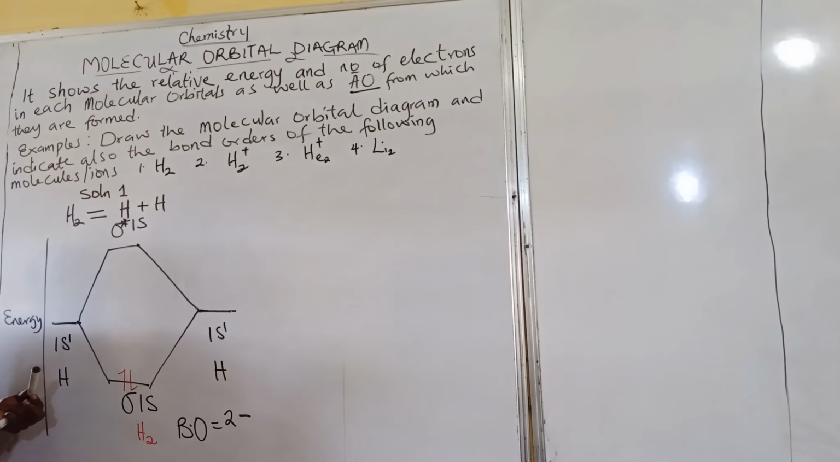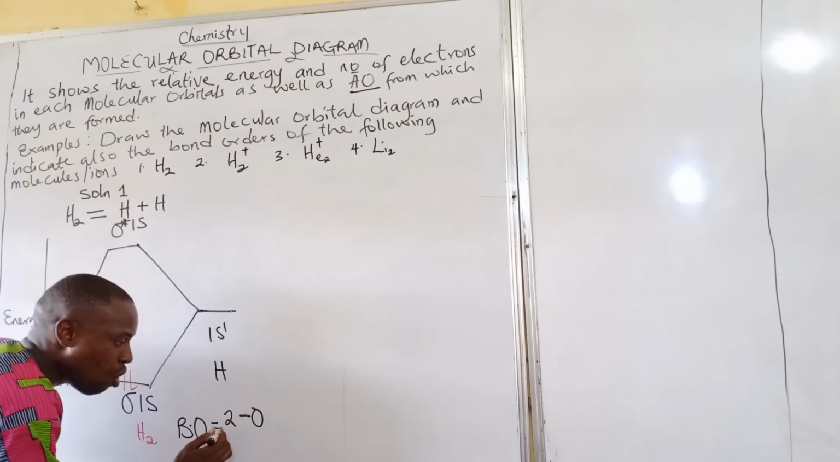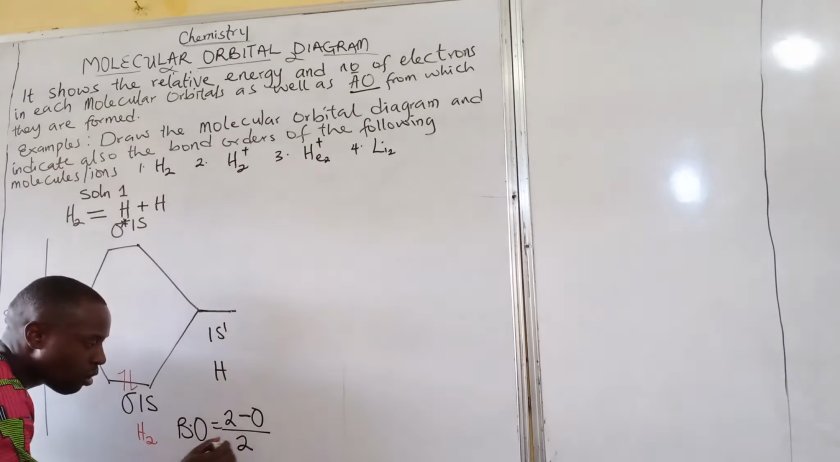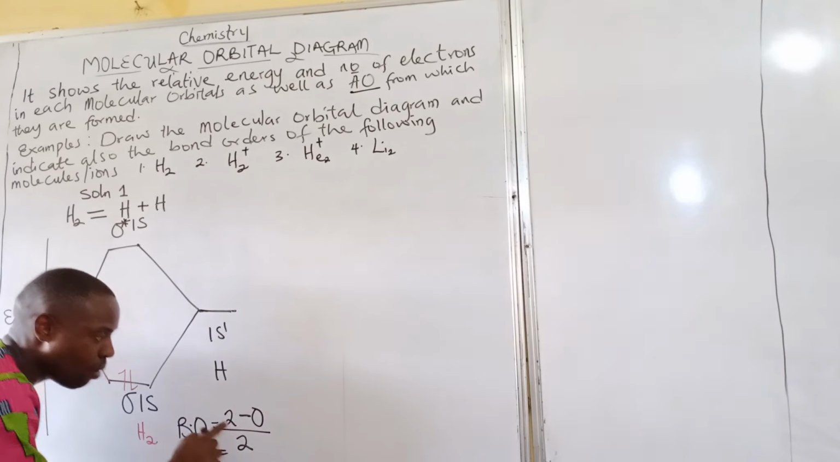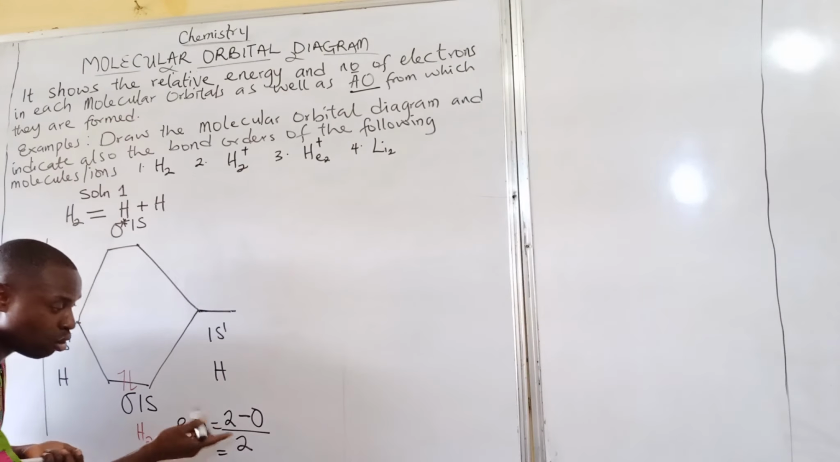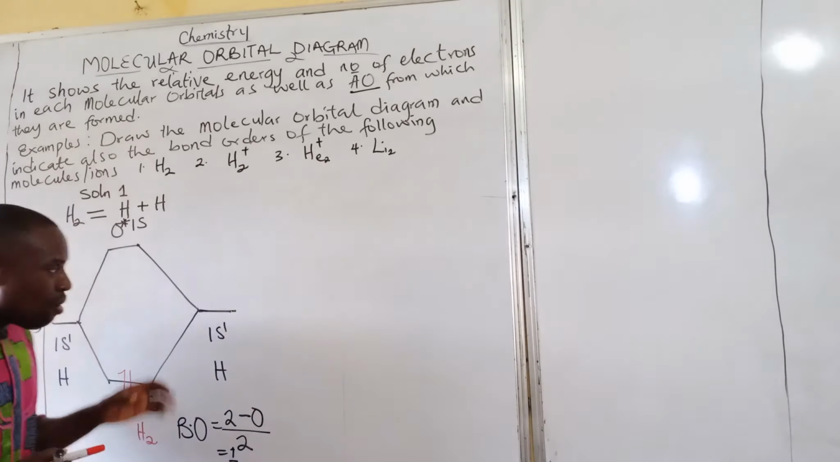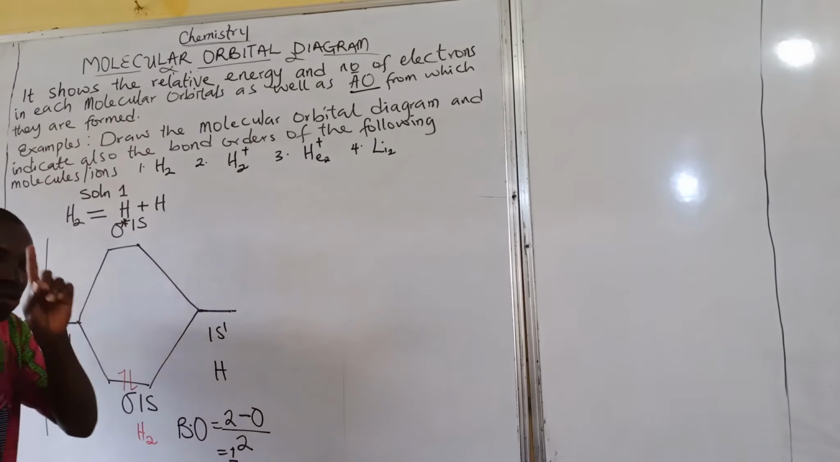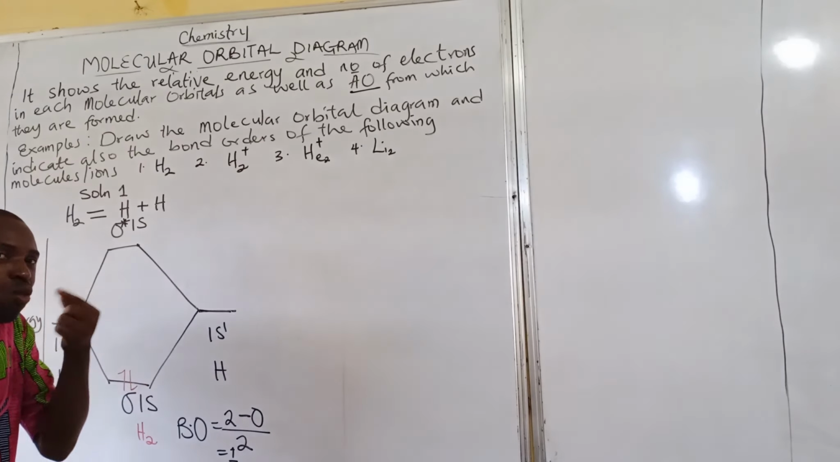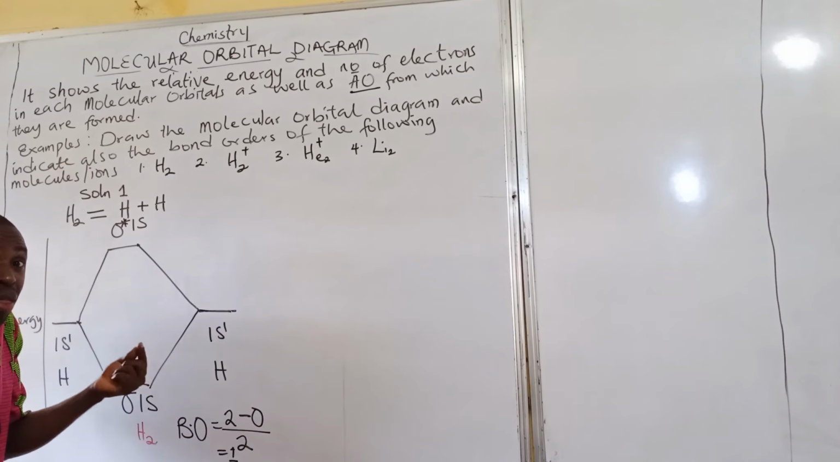Is there any electron in the antibonding? No. So here becomes 0 over 2. So altogether 2 minus 0 is 2. So 2 divided by 2 is what now? 1. So the bond order for the hydrogen molecule is 1. And because it is 1, it is stable. And why is it stable?